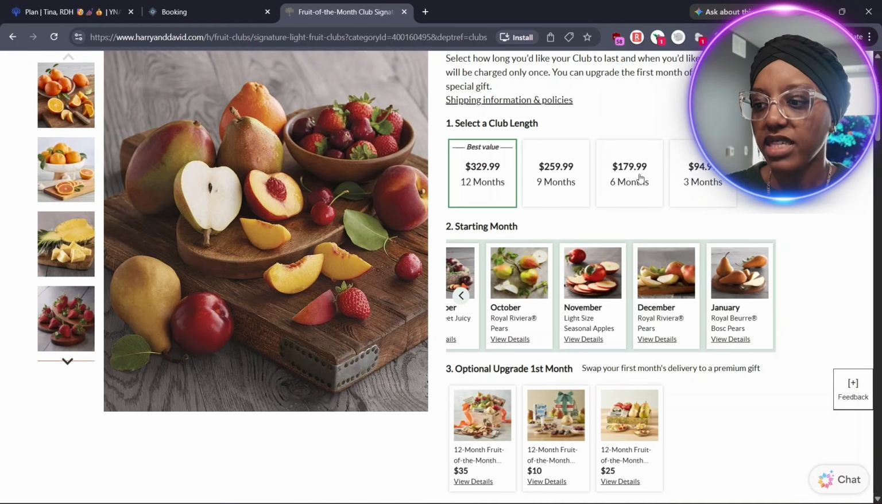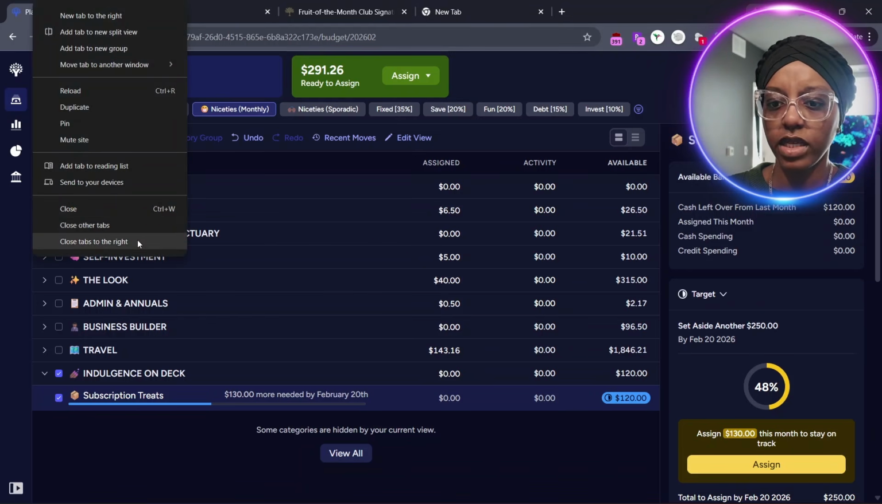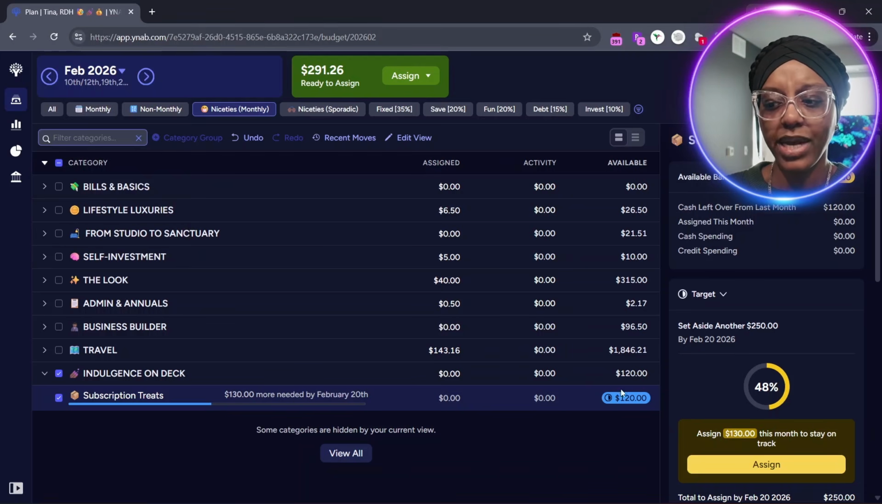So it's $179.99, but then there's 20% off. So it's only $144. I don't know why I said I needed $135 or $150 or $250. I really don't know. So I'm actually almost there. I could actually subscribe. Okay, great.